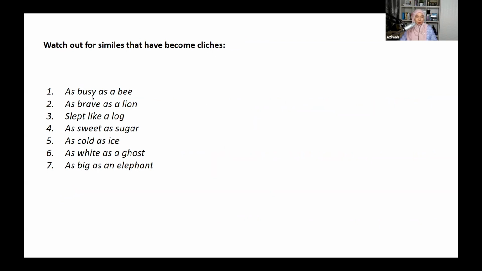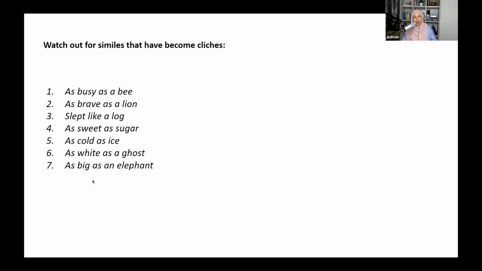Look at this one. We learned this in kindergarten, I think. As busy as a bee, as brave as a lion. I slept like a log. A log is a tree that has been cut. Slept like a log. As sweet as sugar, as cold as ice, as white as a ghost, as big as an elephant.